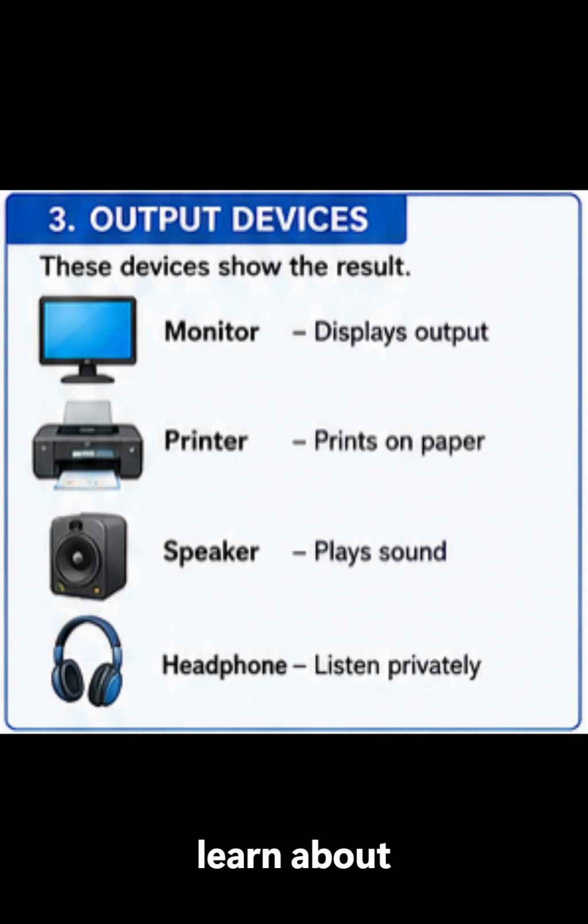Next up, let's learn about output devices. These are the hardware parts that show us the final results after the computer finishes processing data. First, we have the monitor, which displays text and pictures directly on the screen. Then comes the printer, which takes what we see on screen and prints it out onto actual paper.